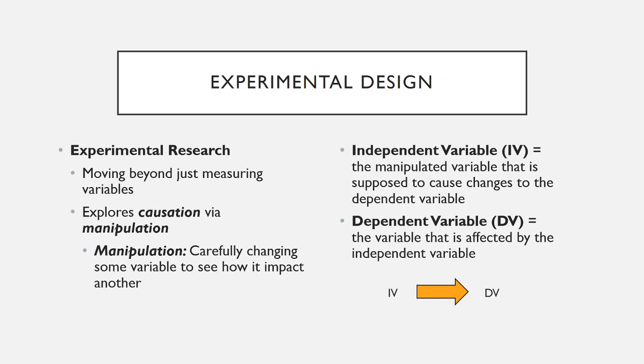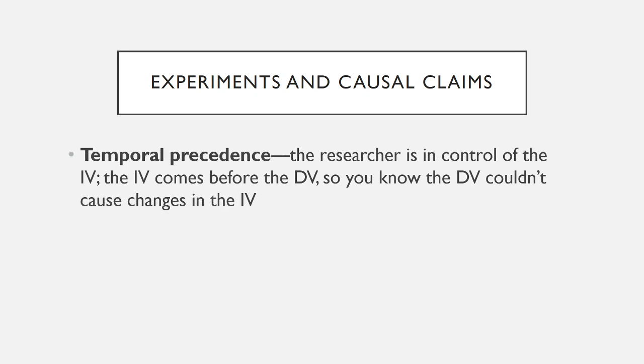If you're hypothesizing that the IV can cause changes to the DV, logically the IV needs to occur first in time. It would be impossible to measure the DV and then manipulate the IV, because it would be impossible for something that happens after the fact to affect something that happened earlier in time. We're not living that particular episode of Doctor Who at this moment.